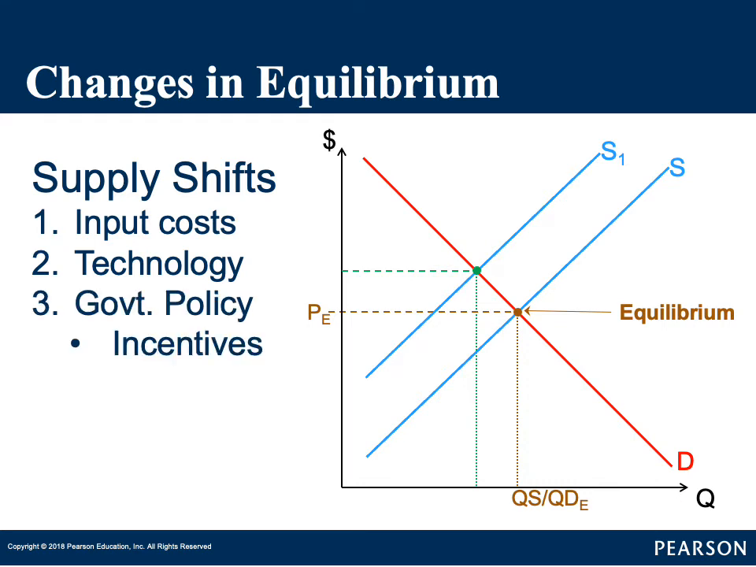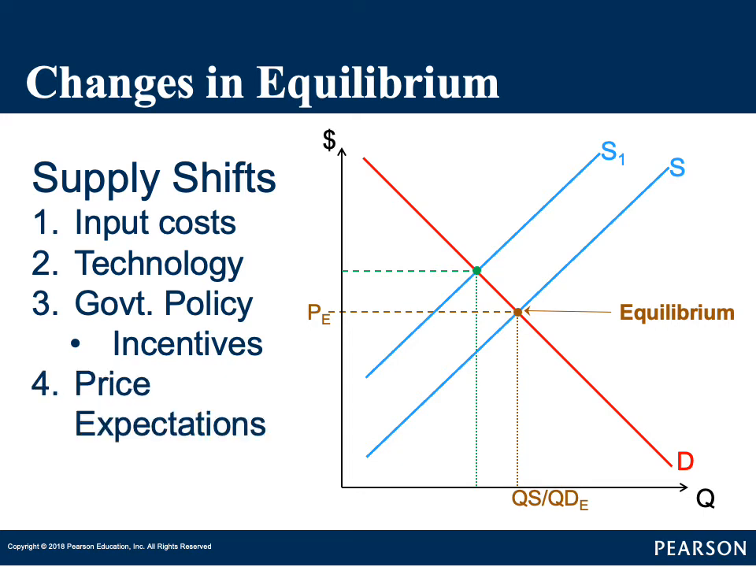Government policy and incentives can also cause supply shifts. If the government is providing an incentive to produce soybeans, and they're willing to pay you a little bit extra to produce soybeans, that will cause an outward supply shift. If all of a sudden the government quits providing incentives to produce soybeans, and they aren't going to pay you a little bit extra, will you produce as many soybeans? Probably not, and it would cause an inward supply shift.